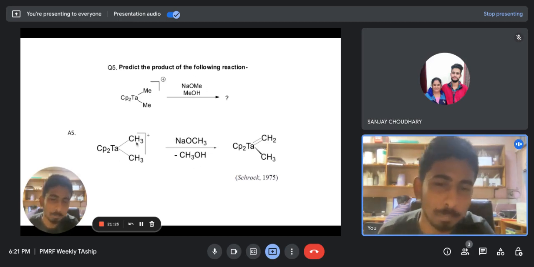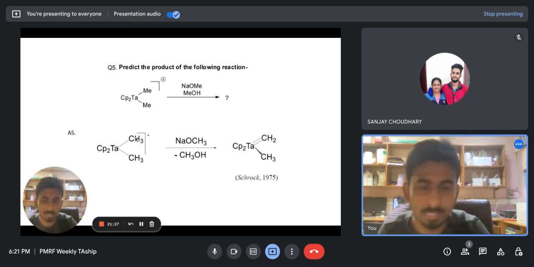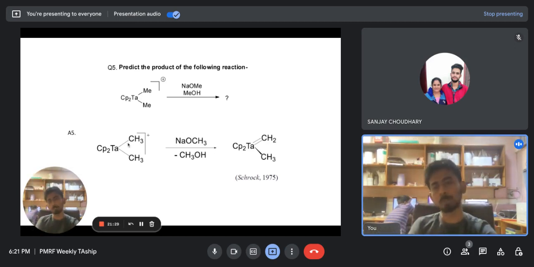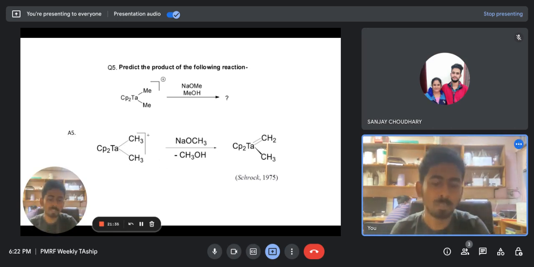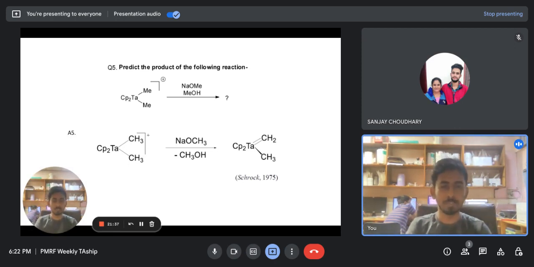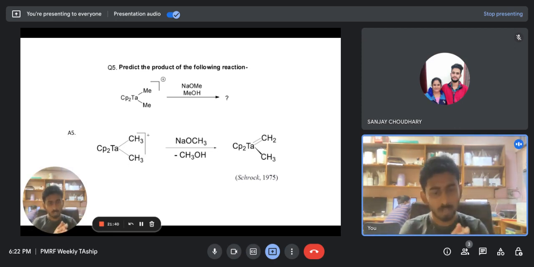It will be liberated as methanol, and this C-H bond will then come to the Ta-C bond, and the sigma bond will then behave as a pi bond. Then the compound Cp2Ta=CH2(CH3) will be formed. So this is a special kind of compound. This is a Schrock carbene, not a Fischer type of carbene.